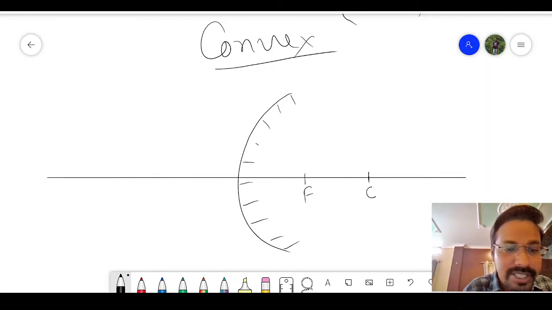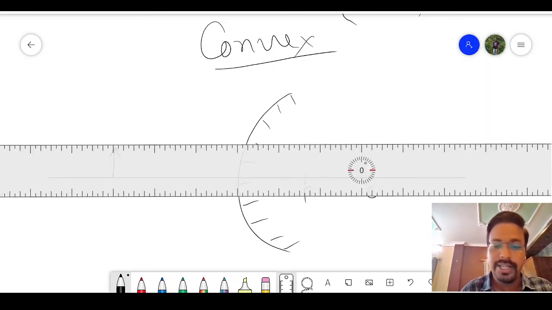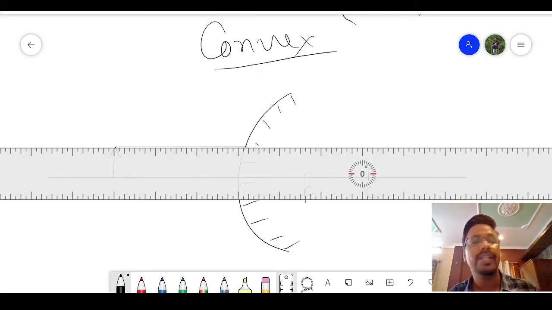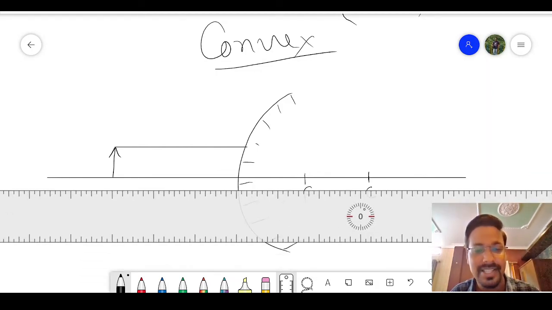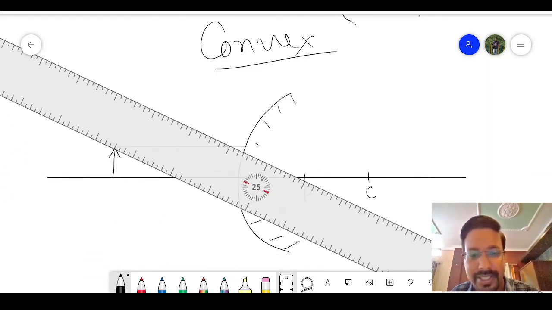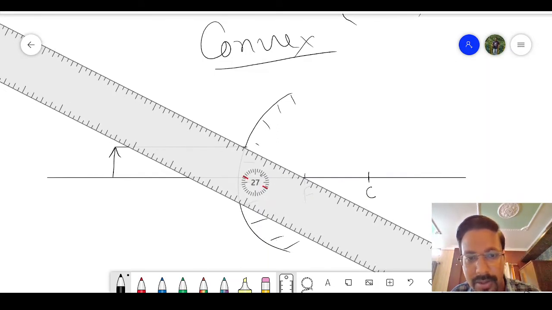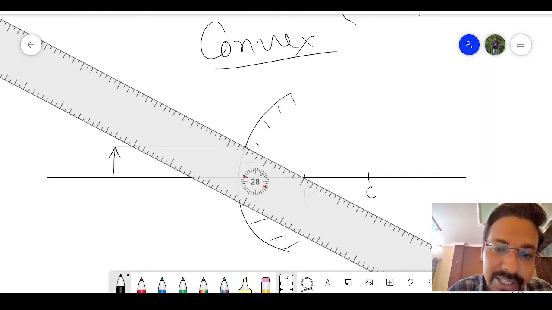So let's place the object somewhere. Wherever, we can place the object anywhere because there is no position related to this. Okay, now we will take the same thing, a parallel ray again. Now this time after reflection, what should happen? It should pass to the focus, but it can't because there is no focus on this side. So when it reflects, what you do is take the scale and connect the focus and the point. It will actually reflect like this.